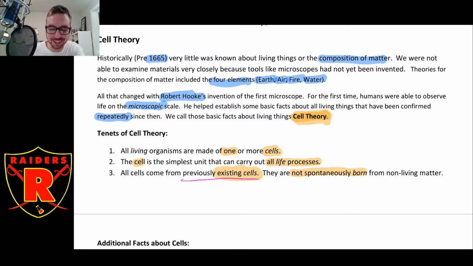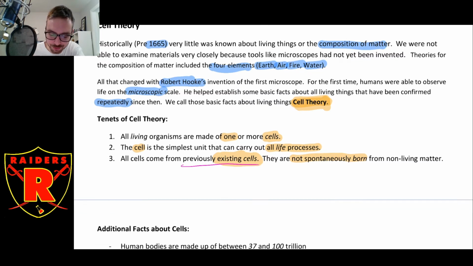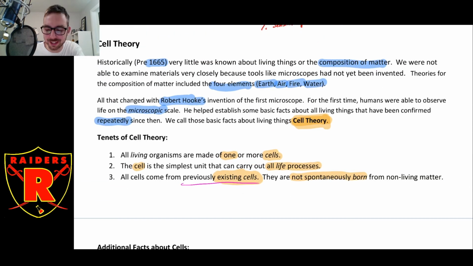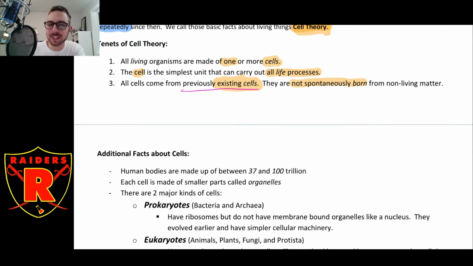There was originally some cell that came from something that wasn't a cell. More on that in grade 11 biology if you're interested. Anyway, so those are the 3 tenets of cell theory. You need to know those. I'm going to give you a few additional facts about cells. Some of these might blow your mind.